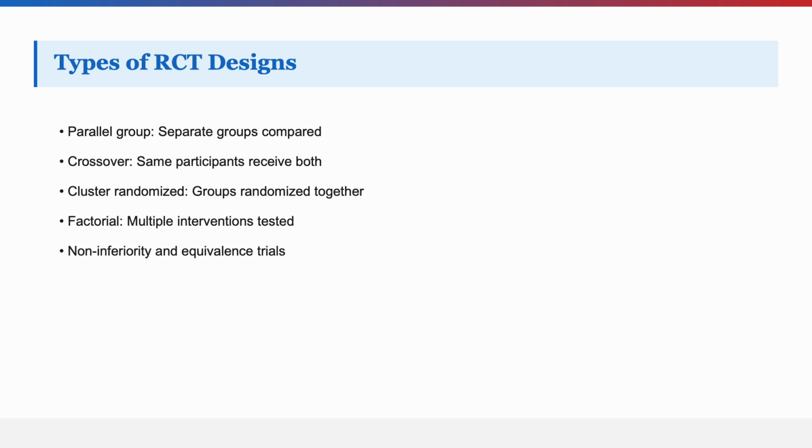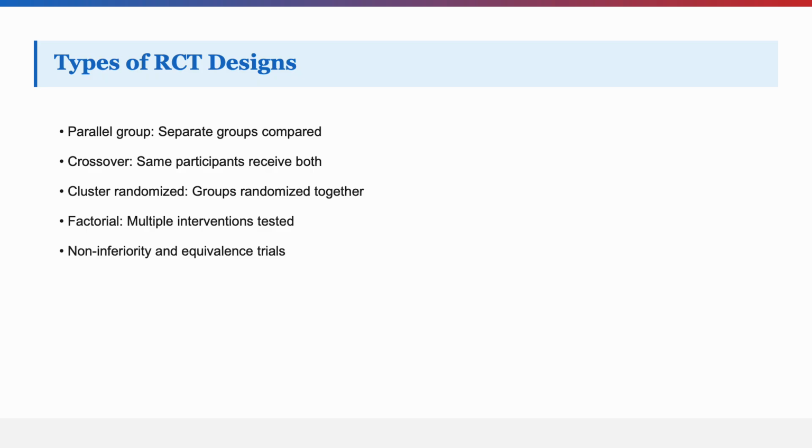Cluster randomized trials randomize groups, hospitals, clinics, communities, rather than individuals. This is necessary when the intervention operates at the group level, like a hospital-wide quality improvement program. Analysis must account for clustering. Factorial designs test multiple interventions simultaneously. A 2x2 factorial tests intervention A, intervention B, both, or neither. Efficient for testing combinations but complex to interpret.